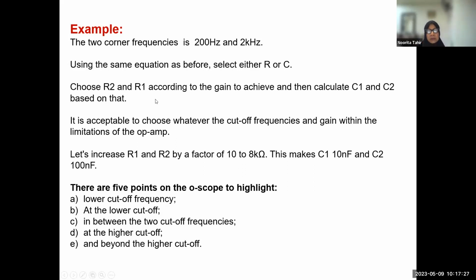For this particular equation, you can try this on your own because it's using the same equation. We can have R1 and R2 around 10 to 80 kilo ohms, with C1 at 10 nanofarad and C2 at 100 nanofarad. When you look at this kind of plot on the oscilloscope, the things you need to look into and confirm are the lower cutoff frequency, the region in between the two cutoff frequencies, the lower and the upper, the high cutoff, and beyond the high cutoff frequency.